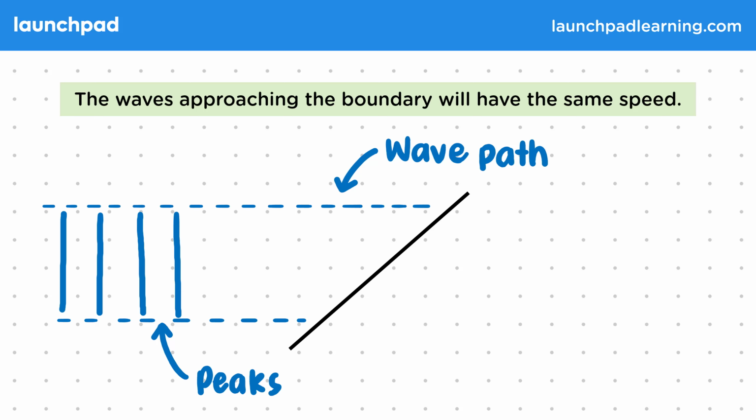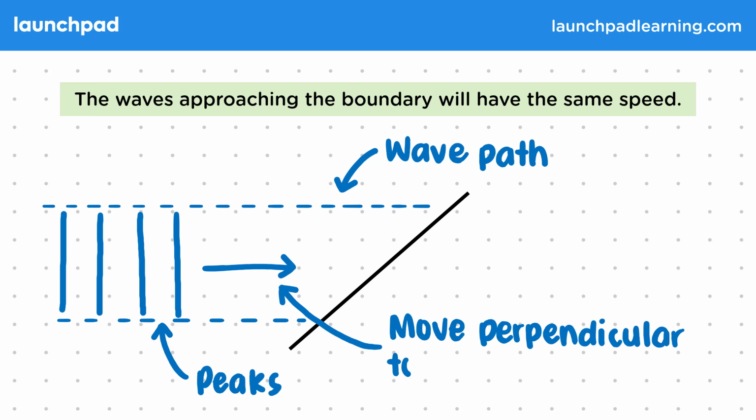You may hear lines such as these referred to as wavefronts, but this term isn't used much at GCSE. Drawing these lines also tells us the direction of the wave, as the wave will always move perpendicular to these lines. You don't need to know why, though. So what happens to these lines when the wave reaches the boundary?